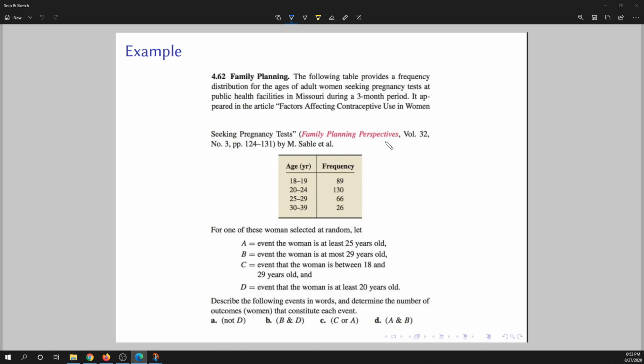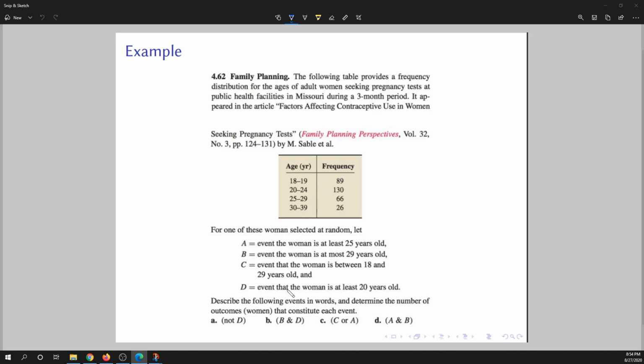For one of these women selected at random, let A be the event that the woman is at least 25 years old. B is the event that the woman is at most 29 years old. C is the event that the woman is between 18 and 29 years old. And D is the event that the woman is at least 20 years old. And it says describe the following events in words and determine the number of women that constitute each event, right? All right, so first off is not D, right?